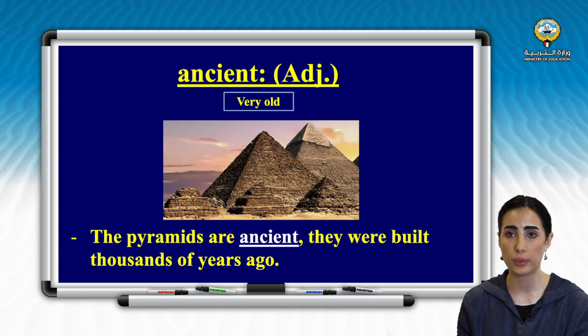Let's put the word in a sentence. As you can see in the example, the pyramids are ancient. They were built thousands of years ago. So ancient here means very old.